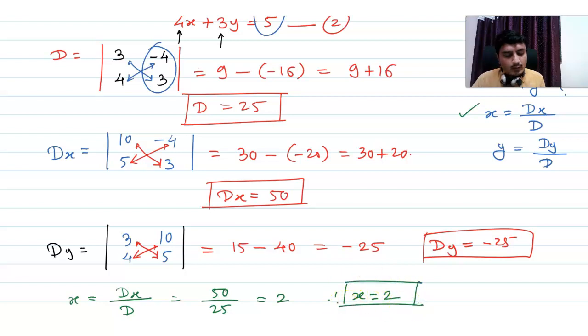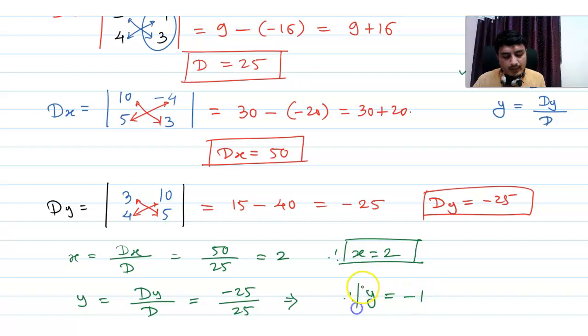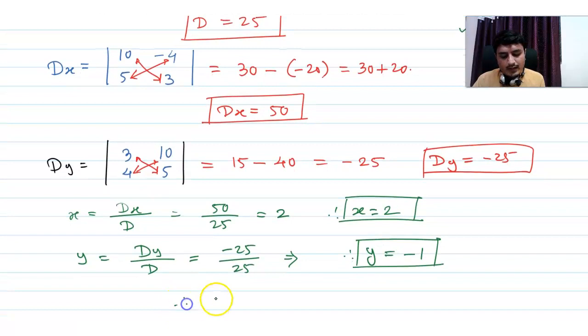Now to evaluate the value of variable y, as per Cramer's rule, y is equal to Dy divided by D. Dy is minus 25, while D is 25. Minus divided by plus becomes minus, so the value of variable y we are getting is minus, 25 ones are 25, so the value of y is minus 1. So at last we are writing our answer x comma y equals x is 2, y is minus 1.